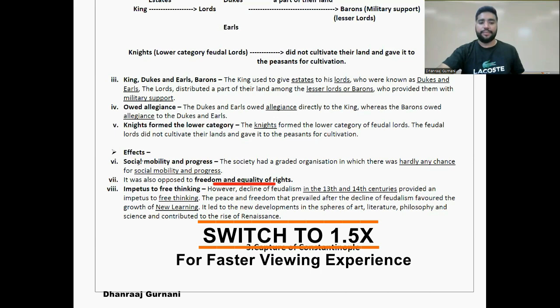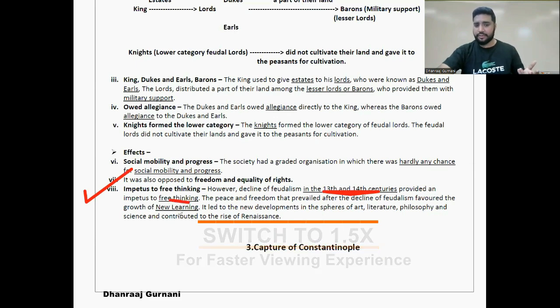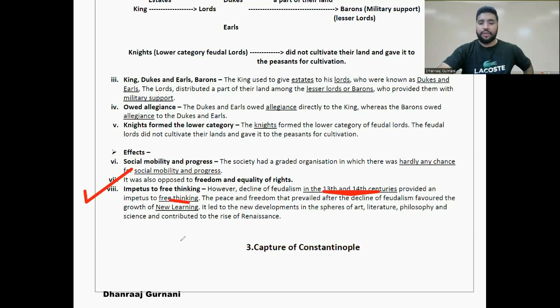And lastly, impetus to free thinking. However, the decline of the feudal system in the 13th and the 14th century provided an impetus to free thinking. Impetus means an opening. The place and the peace and the freedom that prevailed after the decline of feudalism favored the growth of new learning. It led to new developments in the subjects of art, literature, philosophy, and science, and contributed to the rise of Renaissance.